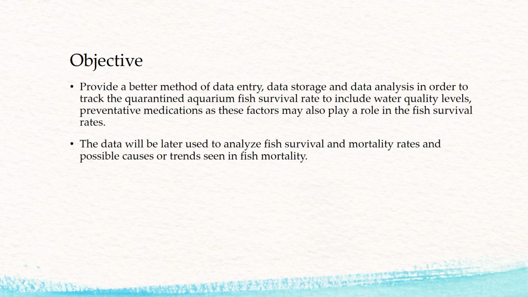The objective of this project is to provide a better method of data entry, data storage, and data analysis in order to track the quarantine aquarium fish survival rate and to include water quality levels and preventative medications, as these factors may also play a role in the fish survival rate. The data will later be used to analyze fish survival and mortality rates and possible causes of death. It will also be used to track trends seen in fish mortality.